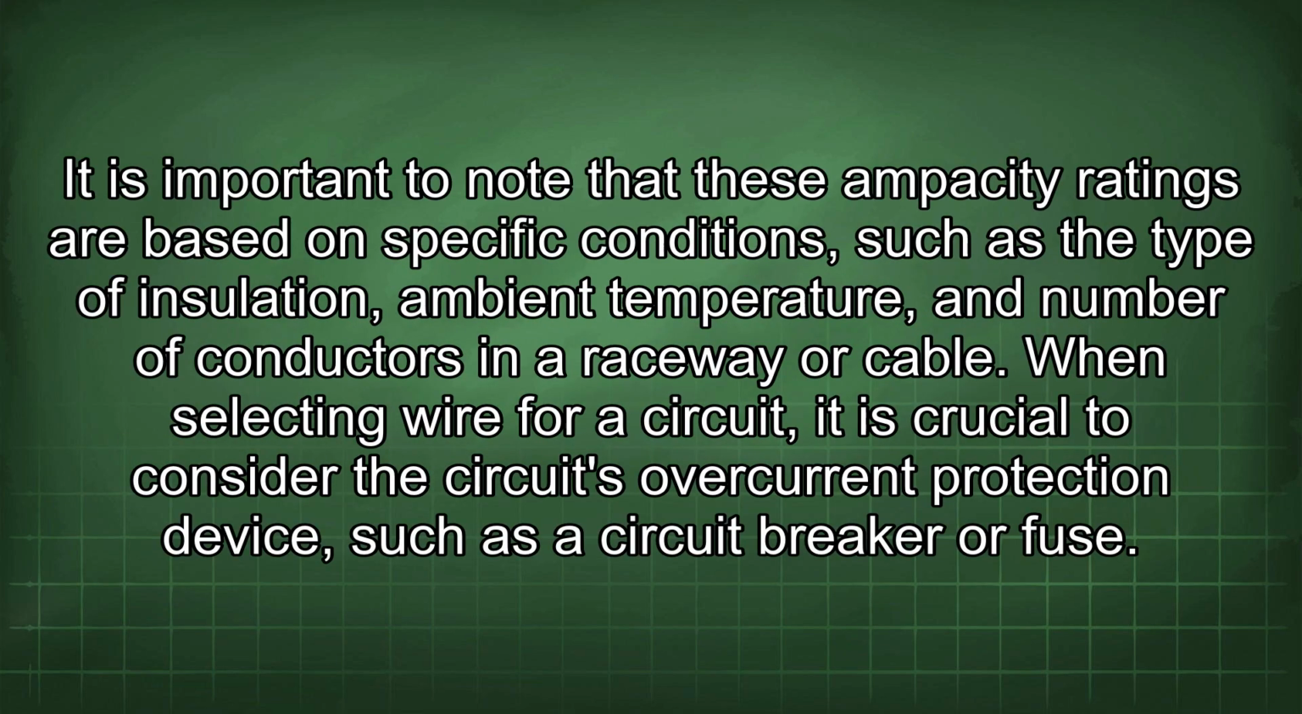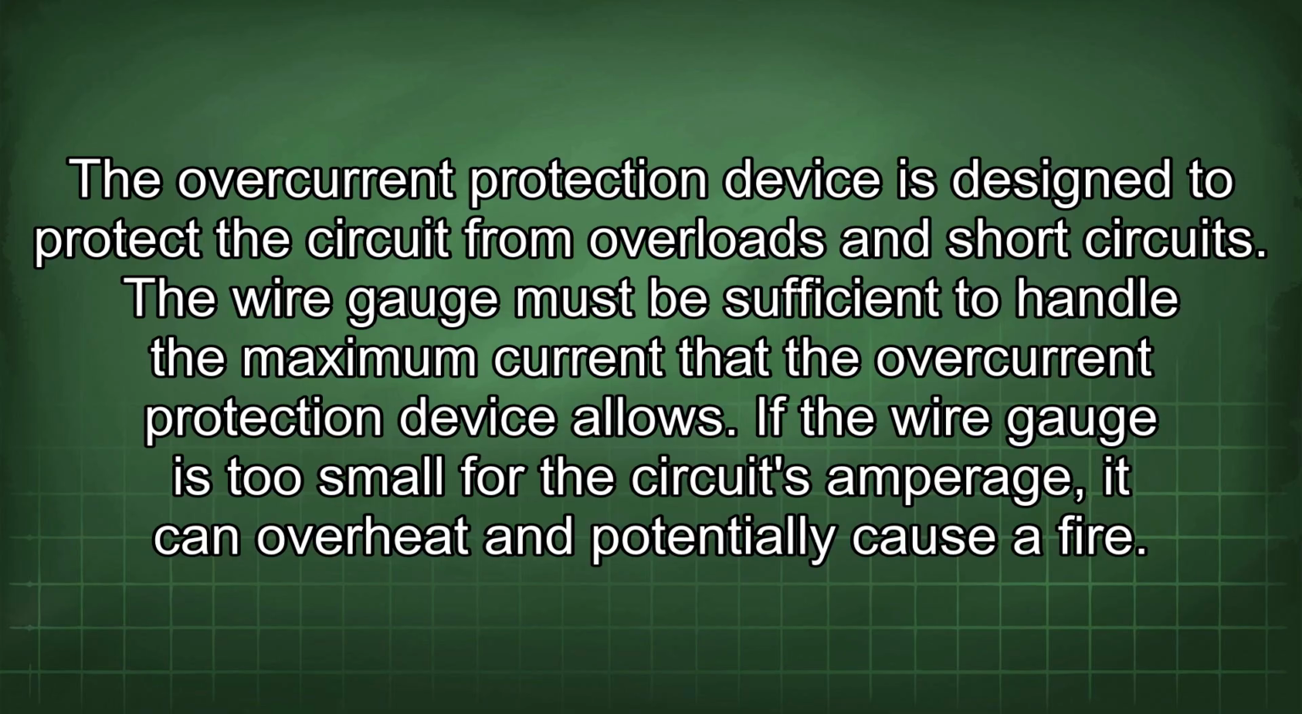It is important to note that these ampacity ratings are based on specific conditions such as the type of insulation, ambient temperature, and number of conductors in a raceway or cable. When selecting wire for a circuit, it is crucial to consider the circuit's overcurrent protection device, such as a circuit breaker or fuse. The overcurrent protection device is designed to protect the circuit from overloads and short circuits. The wire gauge must be sufficient to handle the maximum current that the overcurrent protection device allows.